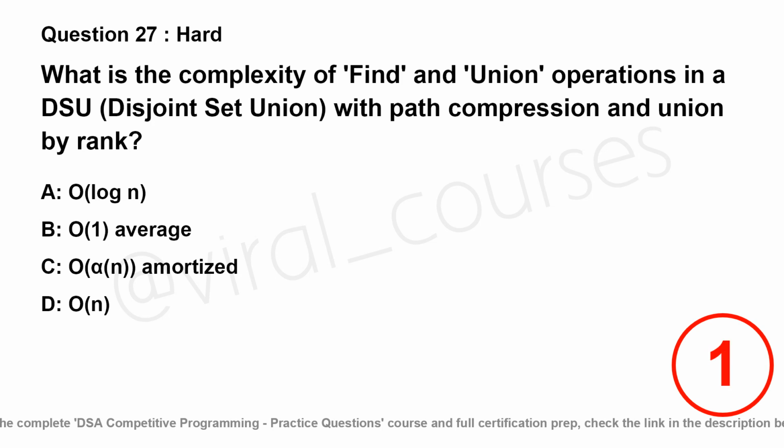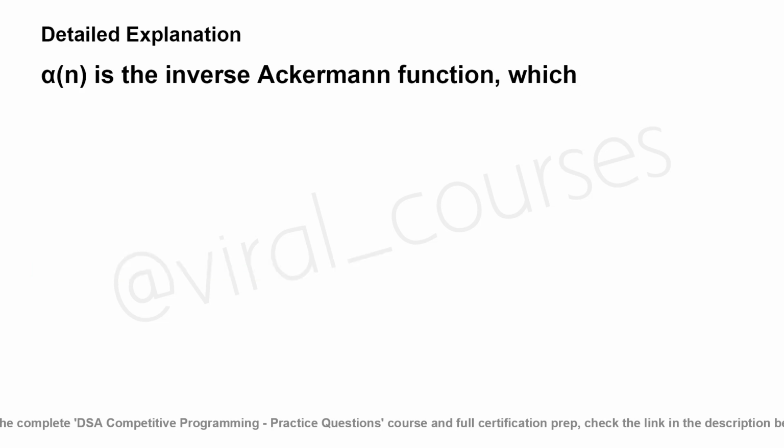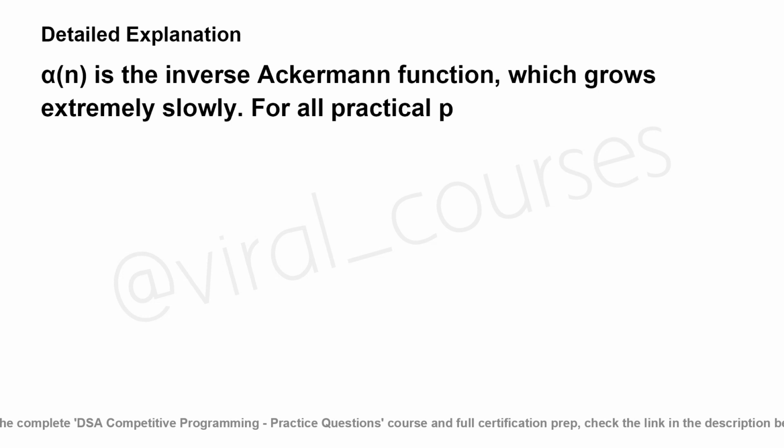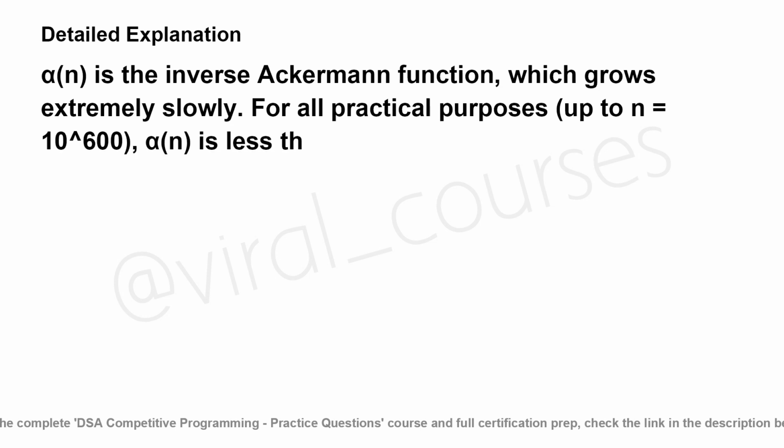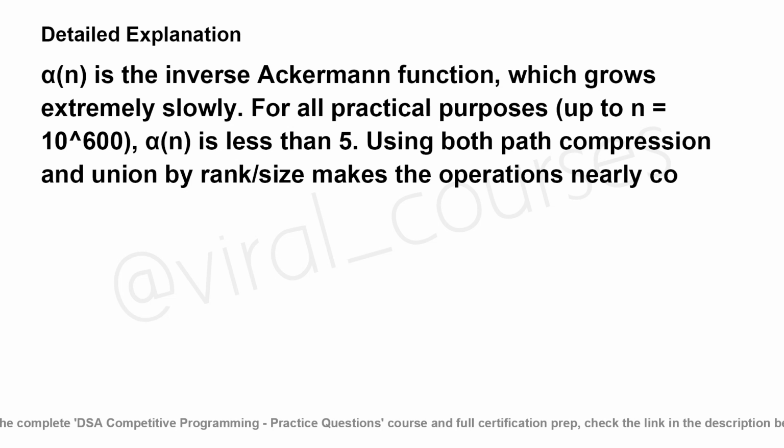The correct answer is C. Alpha(n) is the inverse Ackermann function, which grows extremely slowly. For all practical purposes, up to n equals 10 to the power of 600, alpha(n) is less than 5. Using both path compression and union by rank or size makes the operations nearly constant time per call.